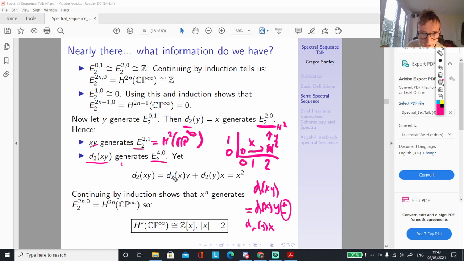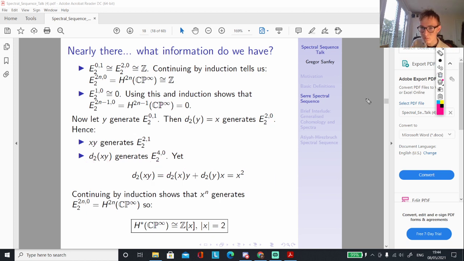Well, okay, d2 of x is going to be, let's break this up further, that's going to be d2 of y, because x is precisely d2 of y. But then remember that d2 squared is equal to 0. So then this whole thing is going to die. But then remember that d2 of y is equal to x. So this thing right here is going to be x cup x. And this is going to be x squared.